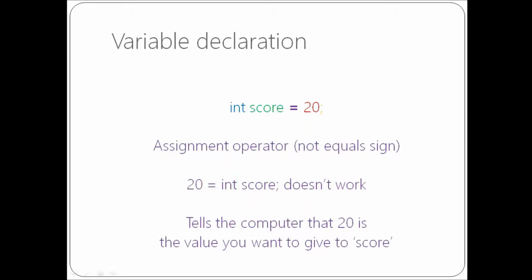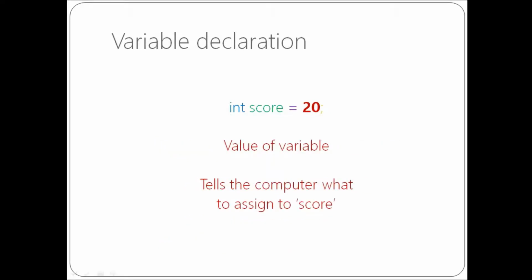It's not even really an equal sign, which is where people sometimes get confused. This is called the assignment operator. What this does is it sets the value of the new int score to 20. 20 equals int score does not work because it explicitly sets the left-hand side to the right-hand side, not the other way around. It tells the computer that 20 is the value that you want score to be. This is the value of the variable, what you actually want score to hold.